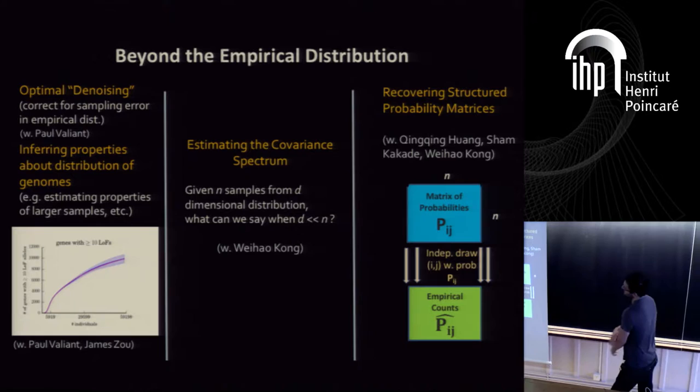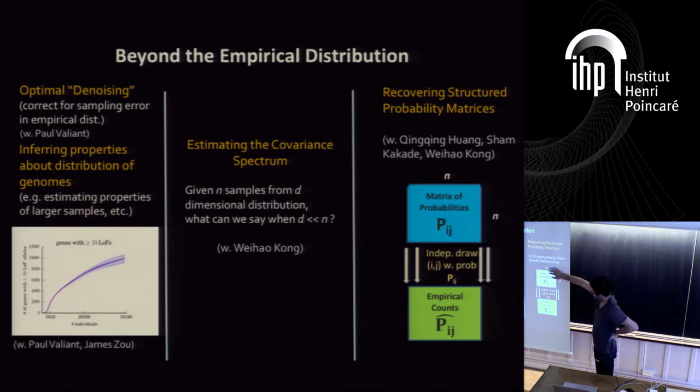The third part is a slightly different setting, where one has a matrix of probabilities, and one draws independent IJ pairs according to this matrix, and one observes this matrix of empirical counts. You can imagine that you have a matrix of probabilities representing, say, probabilities of edges, and then you draw the adjacency matrix of a graph from this. You can also imagine some different settings. And the question is, given this object, what can you say about this object?